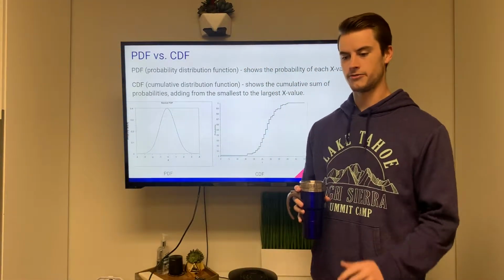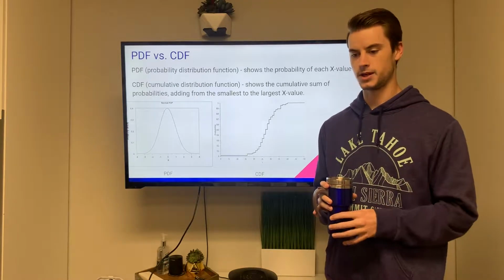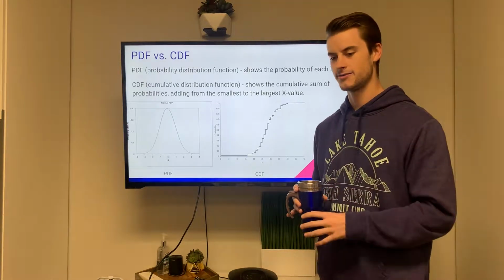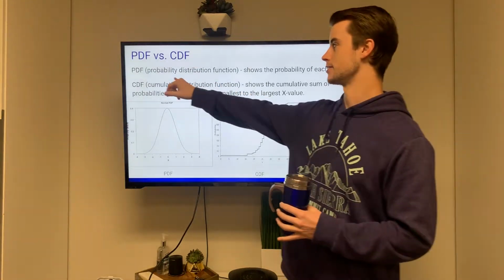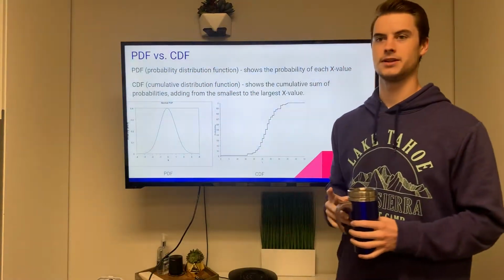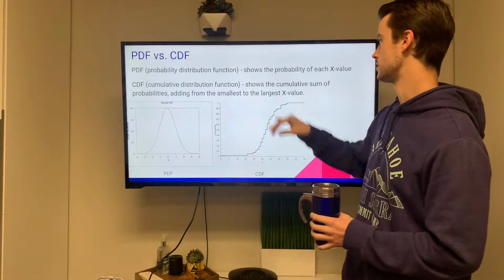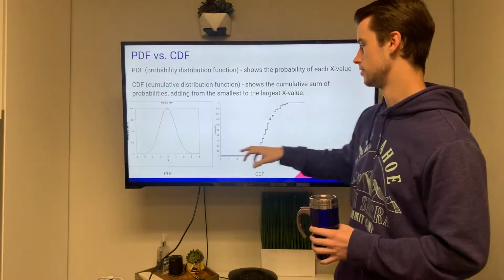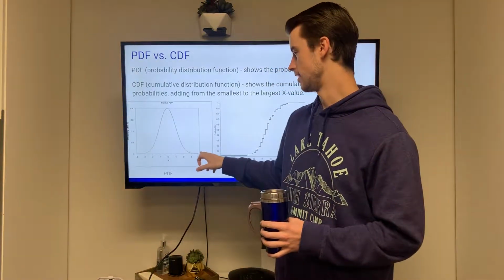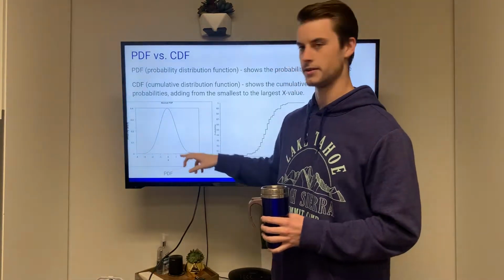Again, we have 2 different probability distributions. We can have a PDF or a CDF. Our PDF is our probability distribution function. That's the one we'll deal with the most. It shows the probability of each x value. So in this case, each of our x values shows the probability based on that value.